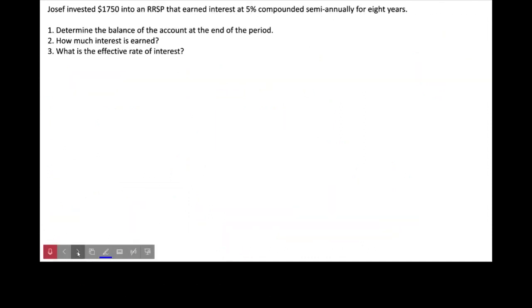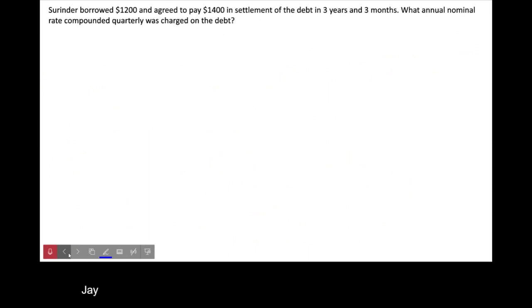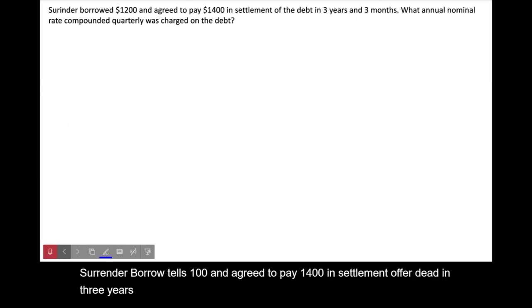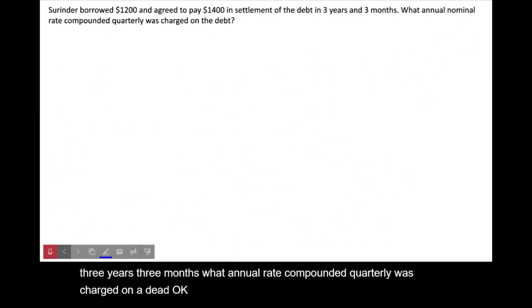Okay. Surinder borrowed 1,200 and agreed to pay 1,400 in settlement of a debt in 3 years, 3 months. What annual nominal rate compounded quarterly was charged on a debt? Okay, guys, 1 minute, please. Do it.